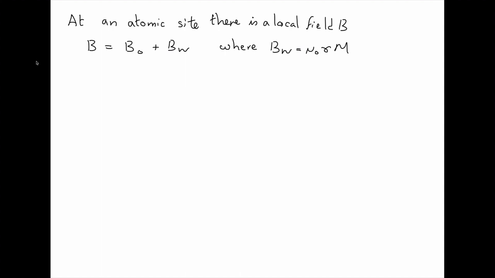Now, if we think about the individual atom, we can assume that the susceptibility at that site follows Curie's law. So we can define a local susceptibility at the atom, chi local, which will be the ratio of the magnetization to the field at that atom. And this would equal C over T, and that is Curie's law.